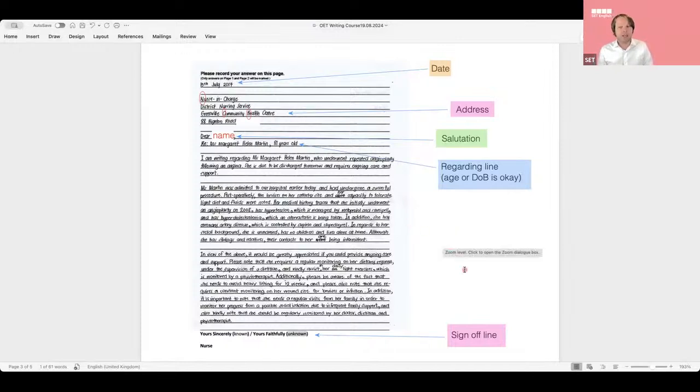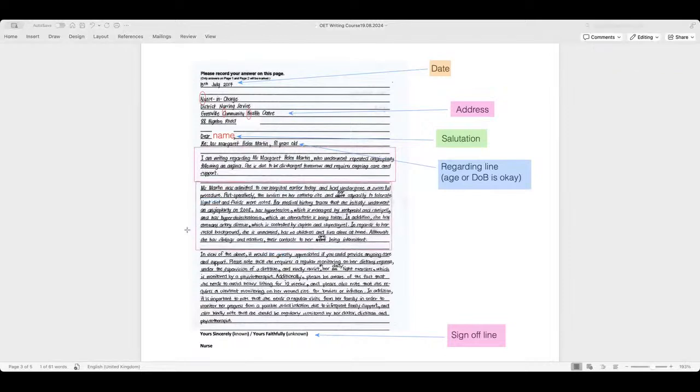Okay, fantastic. So this is the layout of the letter, but it's not the only thing. What do we call this? What are these, guys? Paragraphs. Yes, exactly. So we have the layout, but now let's talk about the paragraphs.